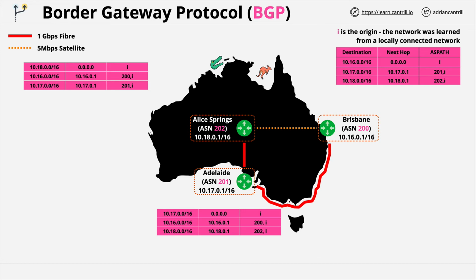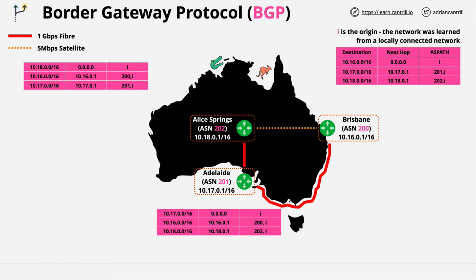So if we look at the route table for Alice Springs, it knows how to get to the 10.16 and 10.17 networks via the ASN of 200 and 201 respectively. All three autonomous systems can talk to both of the others, and this has all been configured automatically once those BGP peering relationships were set up between each of the autonomous systems. But it doesn't stop there. This is a ring network, and so there are two ways to get to every other network: clockwise and anti-clockwise.